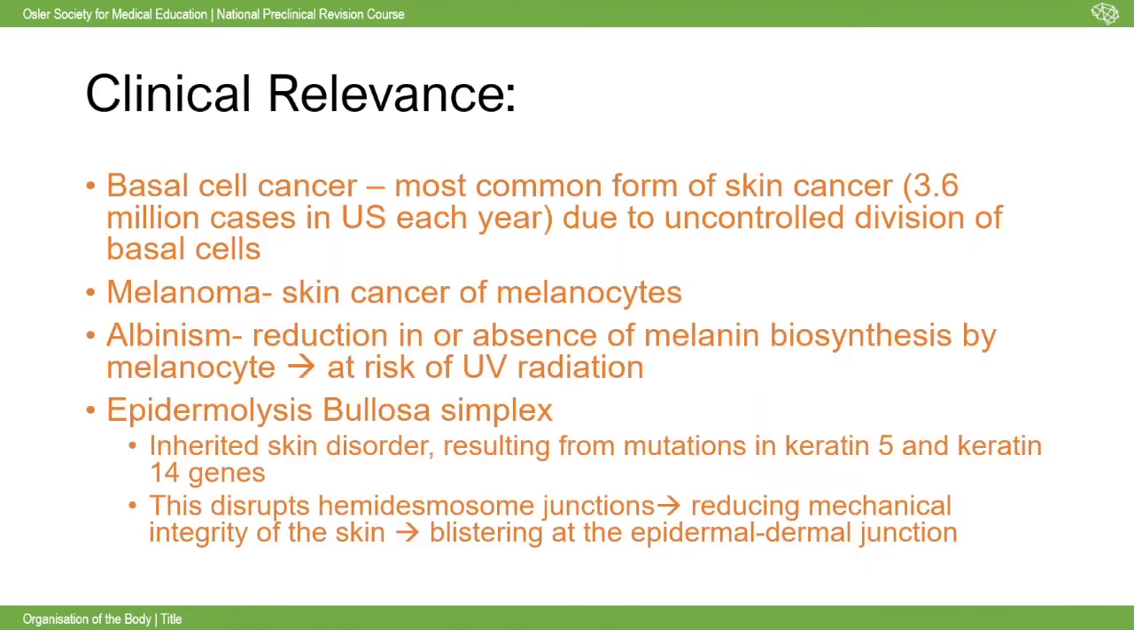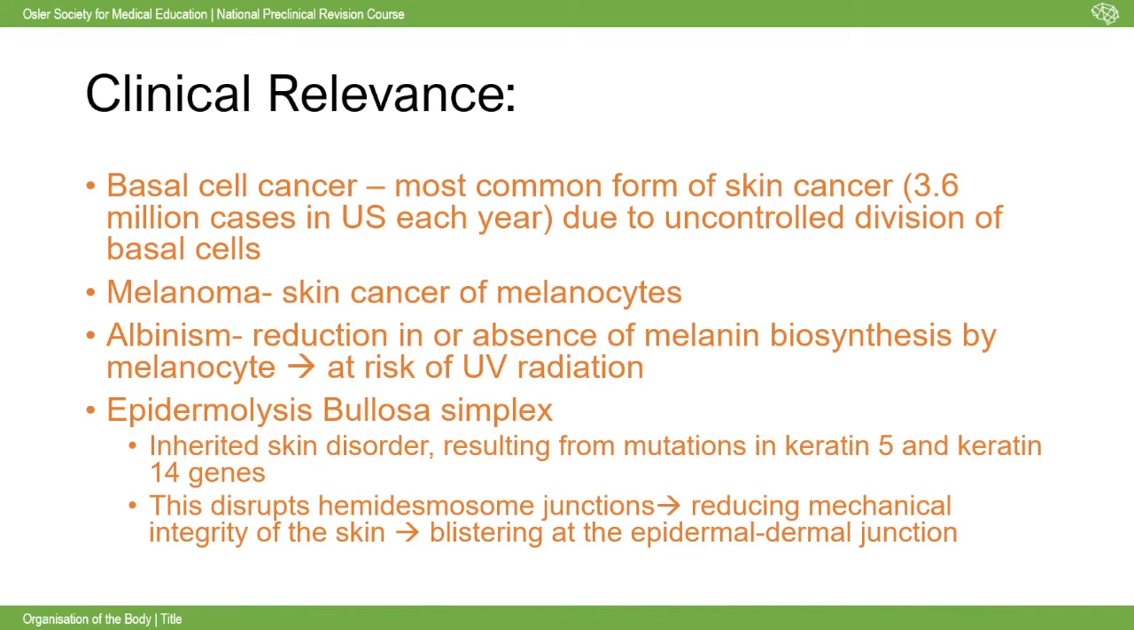So looking at the clinical relevance then, you can see that there are quite a few different conditions which result from abnormalities within the skin. Basal cell cancer is the most common form of skin cancer, and this is due to uncontrolled division of basal cells. We often get epithelial cancers arising because there is a need to replenish the epithelia so regularly that you're having these basal cells dividing almost constantly anyway, so it's easy for that uncontrolled division to result.